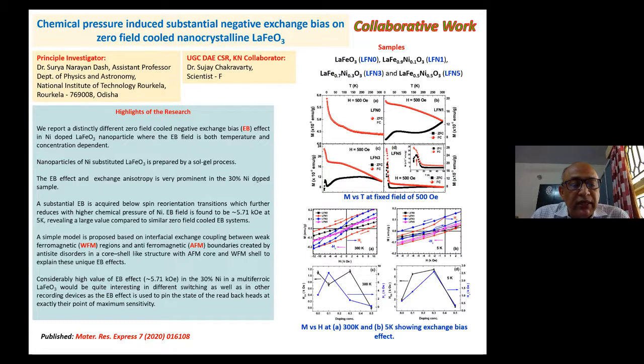And here you see the main result is that a substantial EB effect is acquired below the spin transitions, which further reduces the high chemical pressure of nickel. EB field is found to be 5.7 kilo-oersteds at 5 Kelvin, revealing a large value compared to similar zero field cooled EB systems. So this has already been published in Materials Research Express 2020. And these are some of the results which have come out of the MR system.